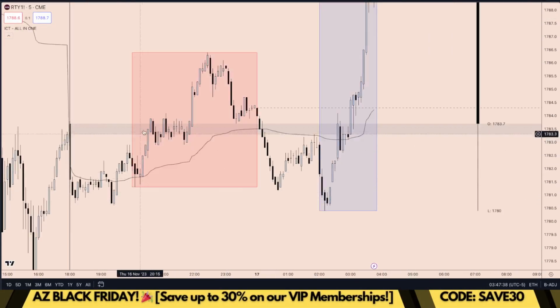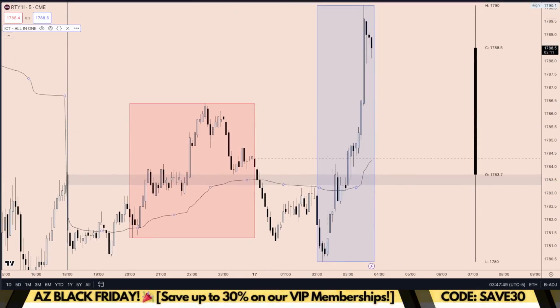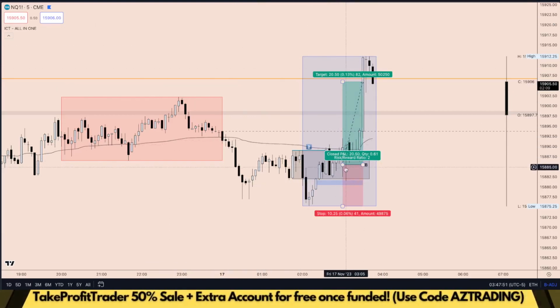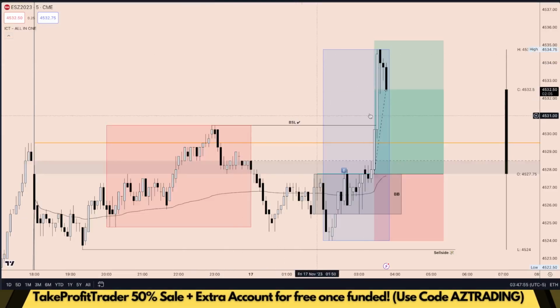Clean movement, took out the low of the day. Immediately displaced up within a couple of candles. No chop, no messing around. Boom, expansion to the upside. NQ messed around for a little while, but at least confirmed the structure shift. Not like ES.